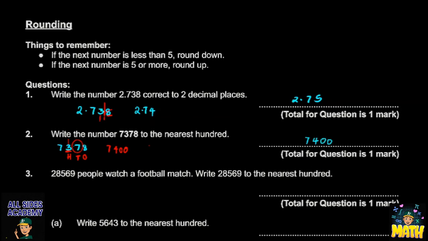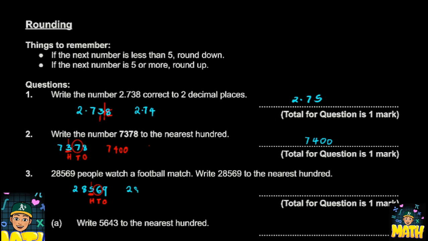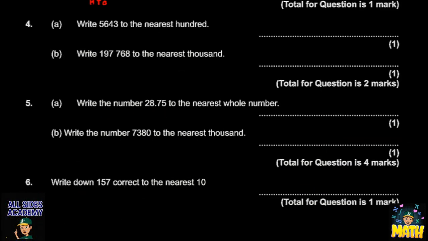And then we have 28,569 people. And we have to round that off to the nearest 100. So the 100 is the 5. So we take note of the next number, which is 6. 6 is 5 and more. So we round the 5 up to 6. So this one will be 28,600. Oops, I forgot the 8 right there.